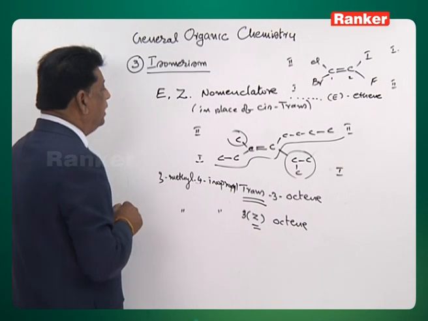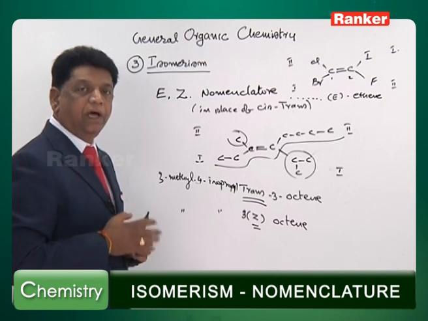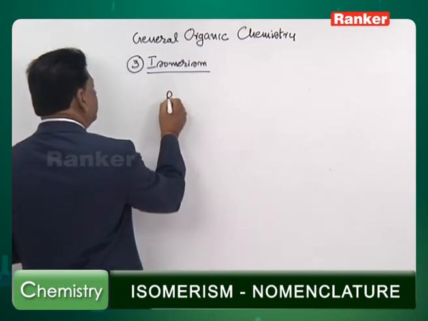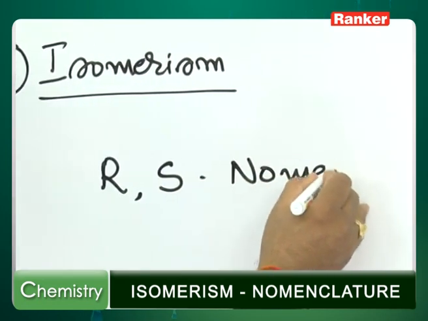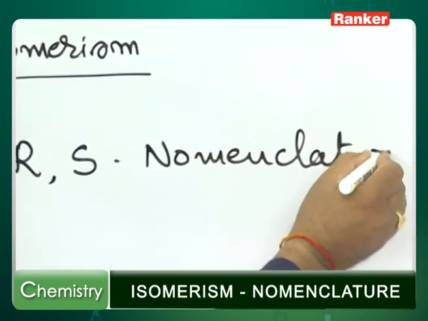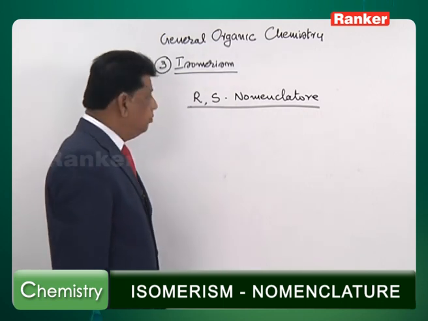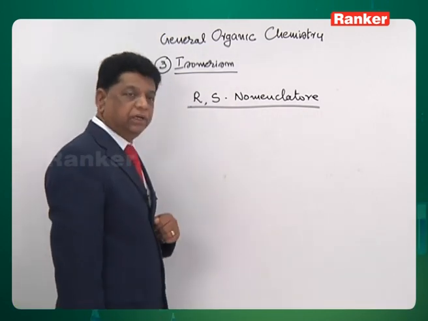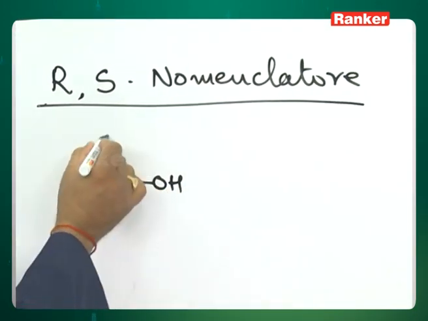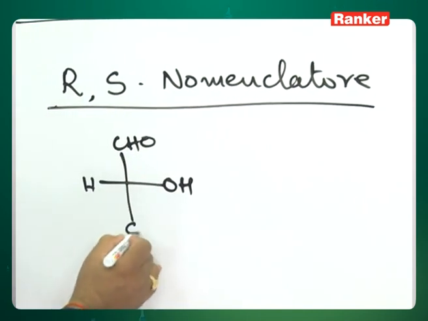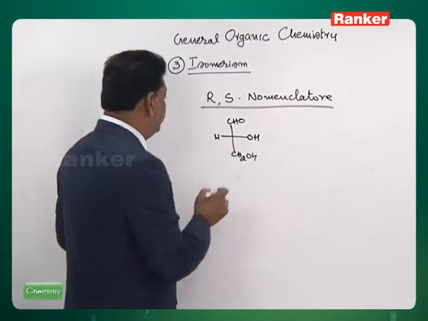Similarly, we have another nomenclature in optically active compounds also, that is the RS nomenclature. So prior to this, the RS nomenclature, we have in compounds like glyceraldehyde, that is a structure identification type of nomenclature.